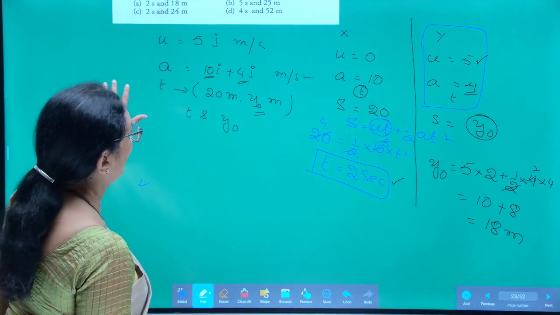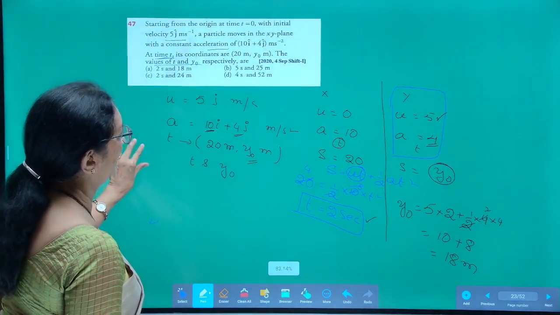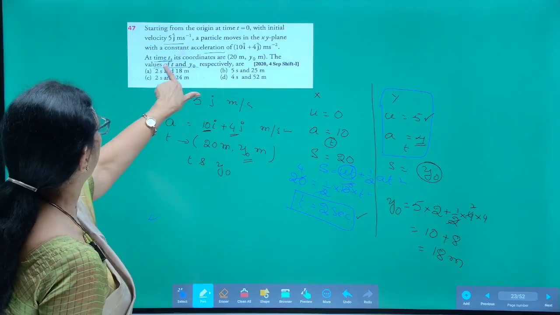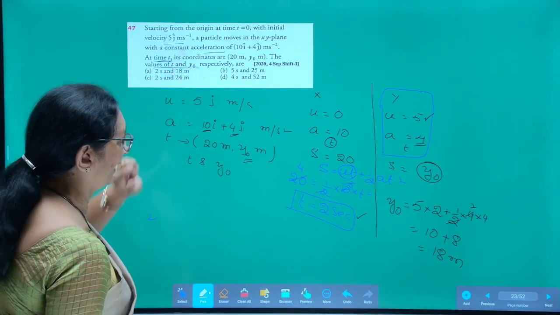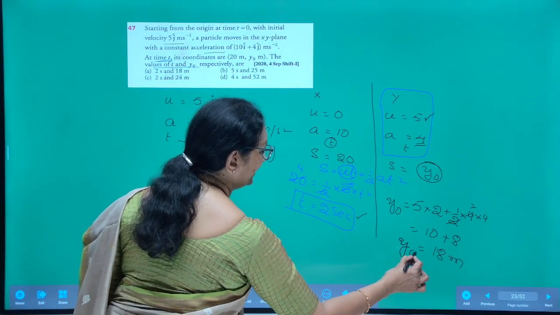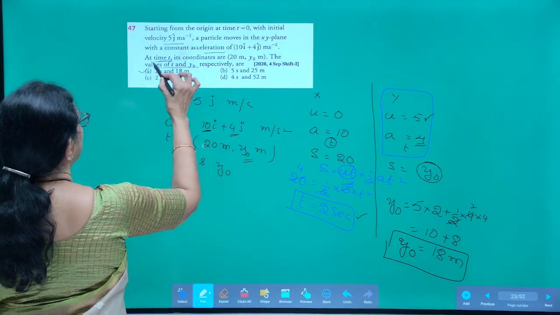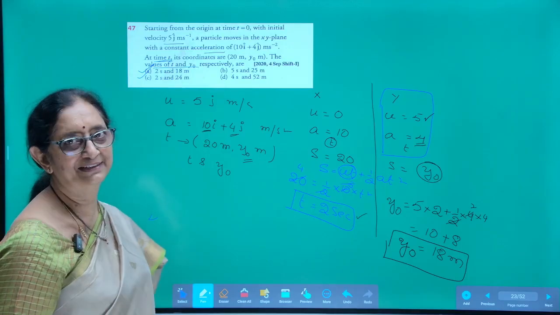So, the answer for that problem is, look here, see the values of t and y0. T is 2 seconds and y0 is 18 meters. So, this is the correct answer for that problem.